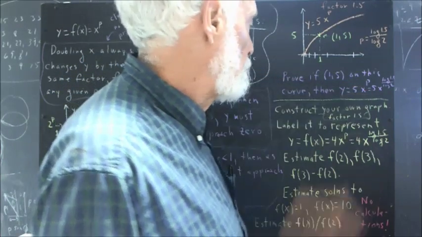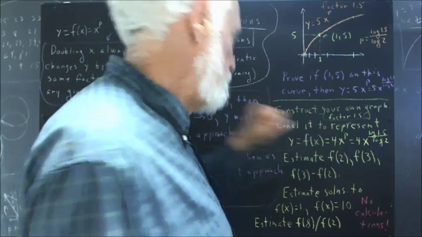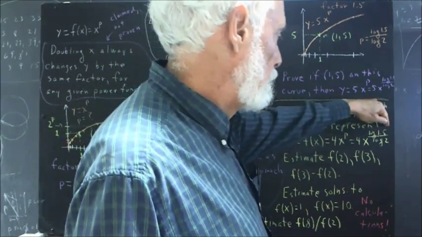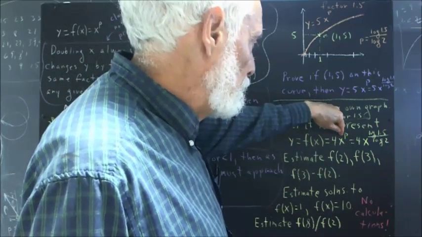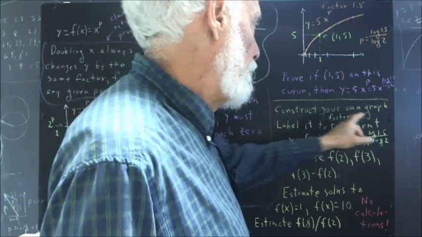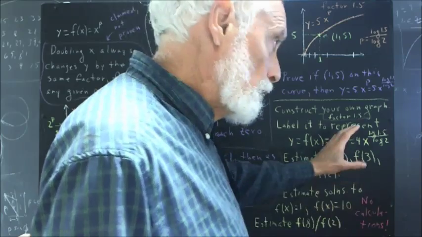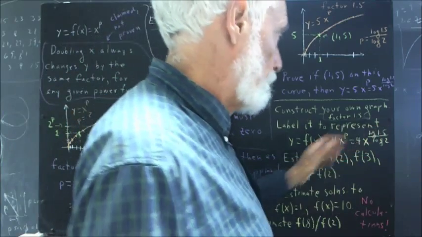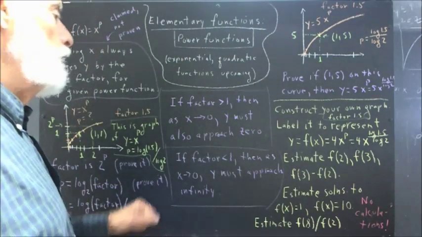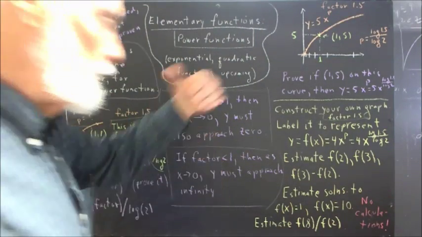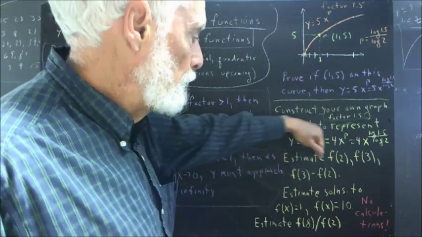Then you want to label that graph to represent y equals f of x equals 4x to the p, where p is the log of 1.5 over log 2. That is the value of p that corresponds to the factor 1.5. Again, you're not going to calculate that number. Later on, we will calculate that number and make some comparisons, but right now we're doing all of this with no calculations. And then, based on your graph, estimate the values of f of 2, f of 3, and f of 3 minus f of 2.